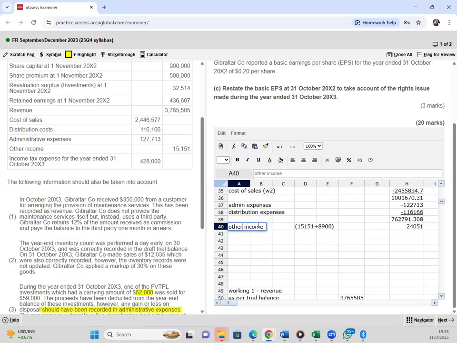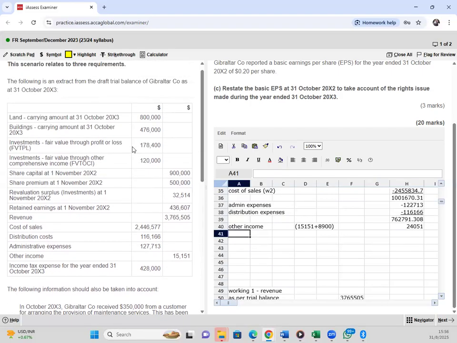The investment income was said to be added to other incomes. So from the other incomes, let's check, do we have anything else? The land and buildings, the investment, share capital, share premium, revaluation, retained earnings. Revenue is the only one that goes to the profit and loss there, cost of sales, profit and loss, distribution, profit and loss, admin, profit and loss, other incomes, we've included that.